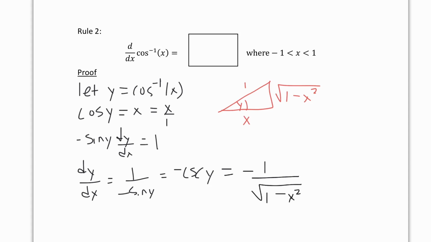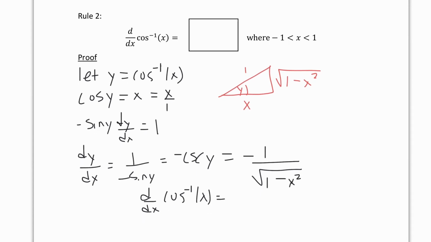And so it turns out the derivative of cos inverse of x is not equal to negative sine inverse. It's actually equal to negative 1 over the square root of 1 minus x squared. So we'll put that up here for our second rule, negative 1 over the square root of 1 minus x squared. And maybe you suspected the negative.